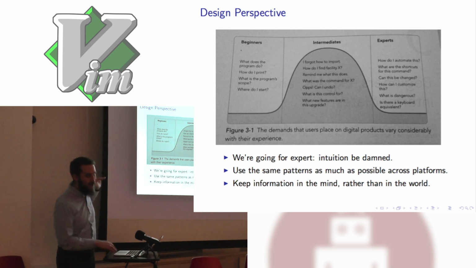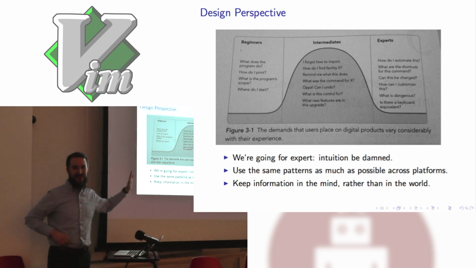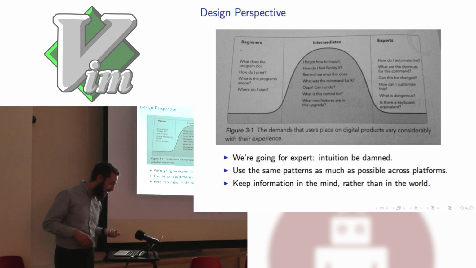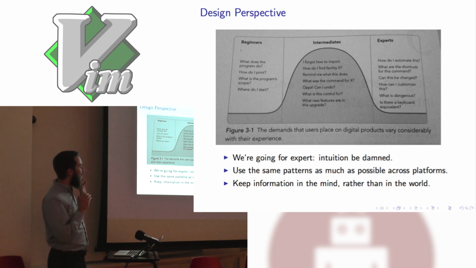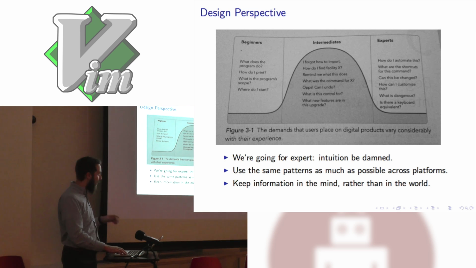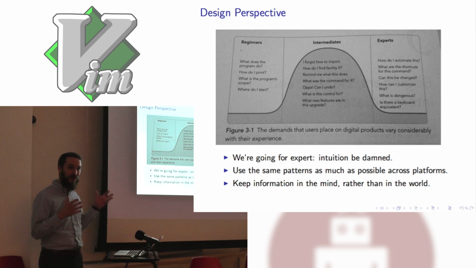Everyone who uses Vim is an expert because it takes forever to learn. And so you're always learning things like, I'll read them here. How do I automate this? What are the shortcuts for this command? Can this be changed? How can I customize this? This is my favorite: what is dangerous? I don't know what that means, but there you go. And is there a keyboard equivalent? All right, so this is from Cooper, About Face, a classic design book. And yeah, we're going for expert here with our computer setup, right?